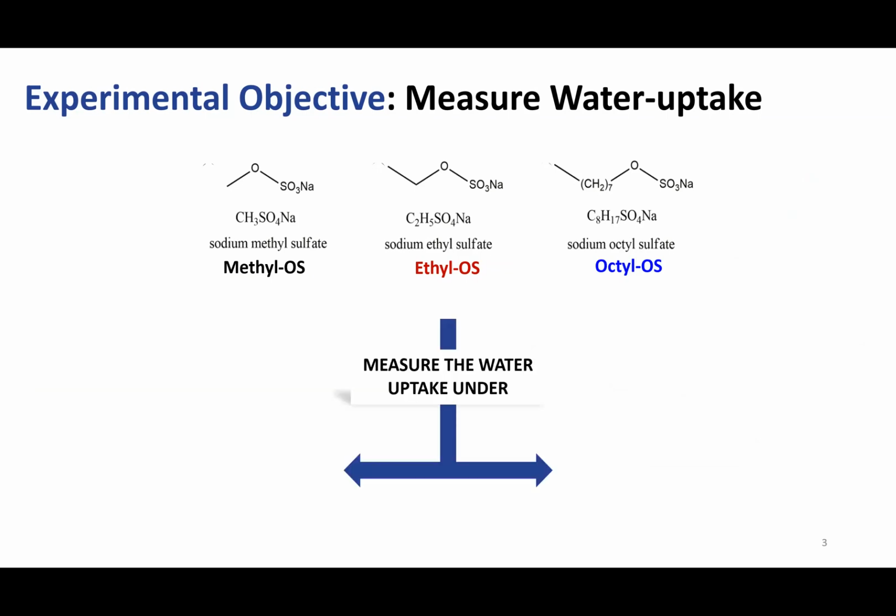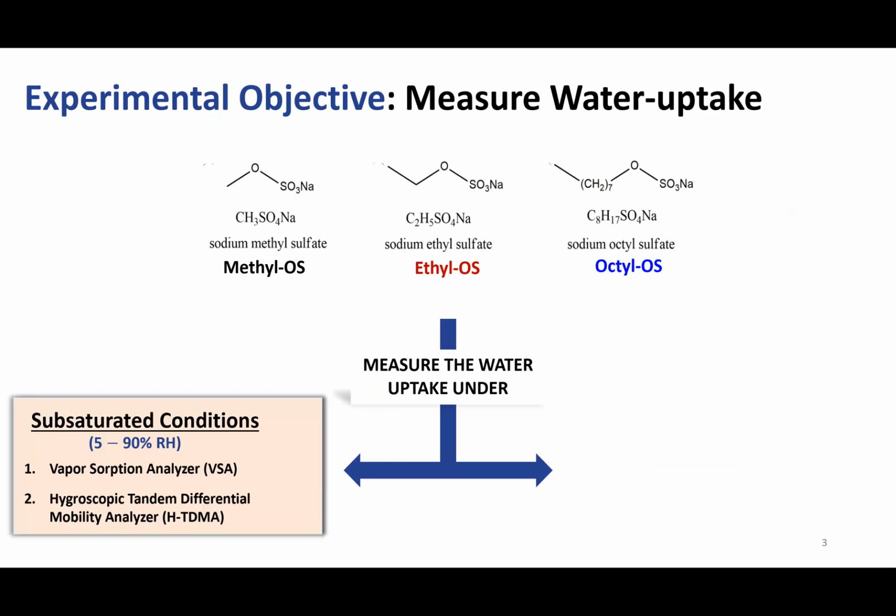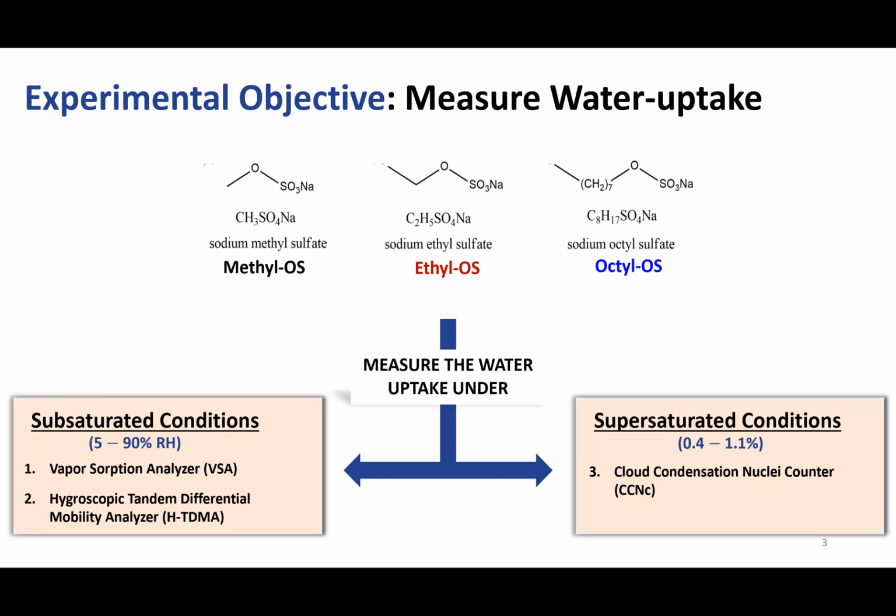The water uptake of these chemicals was then studied under subsaturated conditions in the range of 5 to 90% relative humidity. Specifically, two techniques, namely a vapor sorption analyzer and a hygroscopicity tandem differential mobility analyzer, were used to measure water uptake under subsaturated conditions. In addition, the water uptake was also examined under supersaturated conditions in the range of 0.4 to 1.1% using a cloud condensation nuclei counter.